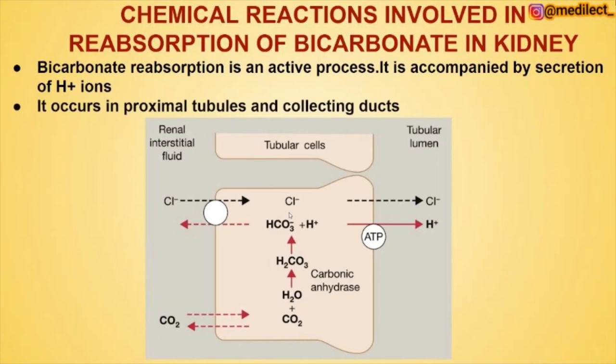As you can see here, H2O and CO2 in the presence of the carbonic anhydrase enzyme form H2CO3. And this H2CO3 is then dissociated into the bicarbonate ion and the H plus ion. Now this bicarbonate ion is reabsorbed while this H plus ion is secreted. It is secreted into the tubular lumen in the presence of ATP.